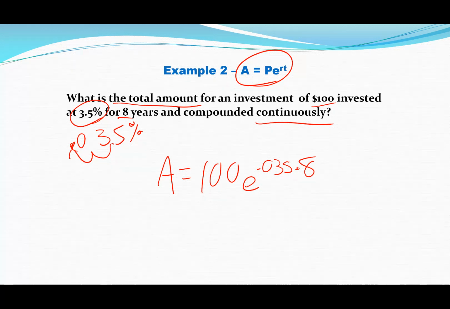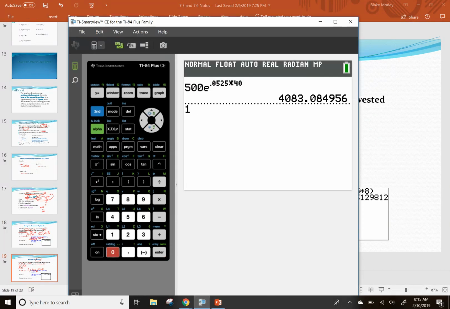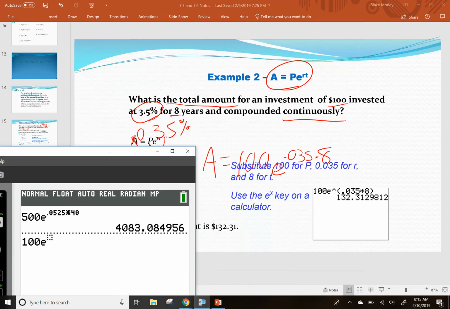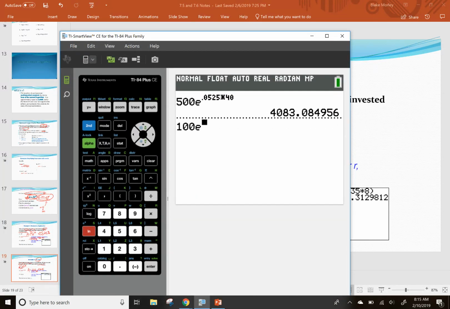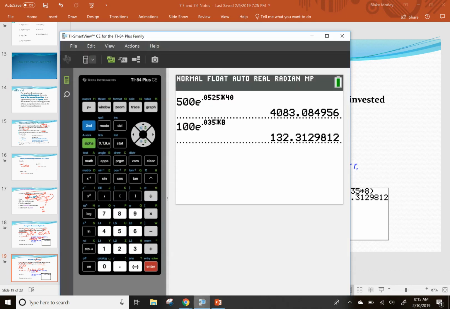So there's your formula. Now I'll just plug it into the calculator and see what we get. So we started with 100. Make sure you type in E. Remember, E is second, and then the natural log button gives you E with that decimal. And it was 0.35 or 0.035? 0.035 is my rate times 8 for 8 years. And we get 132, is it dollars? Yeah, doesn't seem like that much, but it is. $132.31.